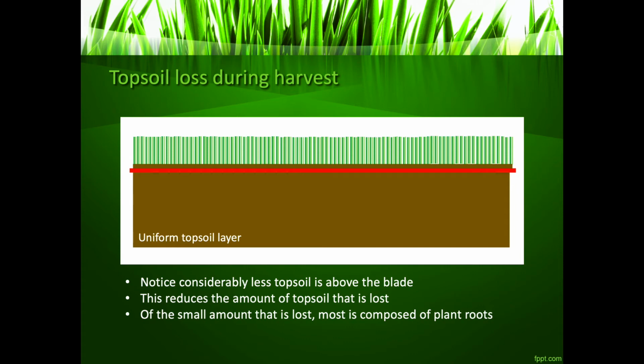Comparing that to this image where the topsoil is in fact uniform, you can see how much less topsoil there is above the blade. This means that there will be considerably less topsoil being removed, which is important in retaining the integrity of the field's soil.